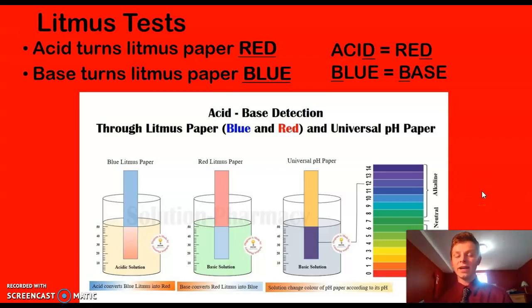If you guys have any questions, this is just part 1 of the acids and bases review. In the next video, I'm going to get into neutralization reactions and indicators. So this was kind of the first part.